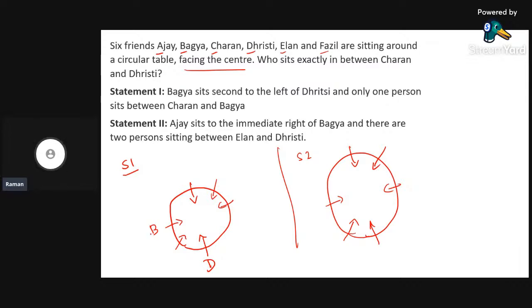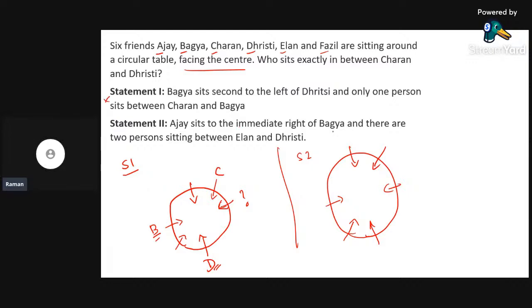And there's only one person sitting between Bhagya and Charan. I know there is one person between Charan and Drishti, but I don't know who the person is. So let's focus on statement 2. What does statement 2 say?